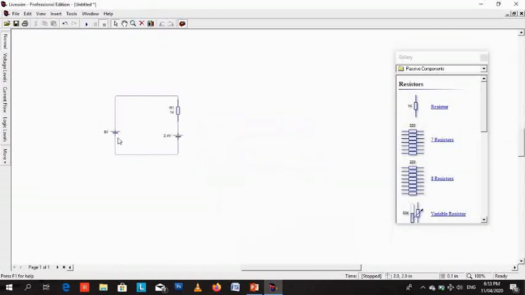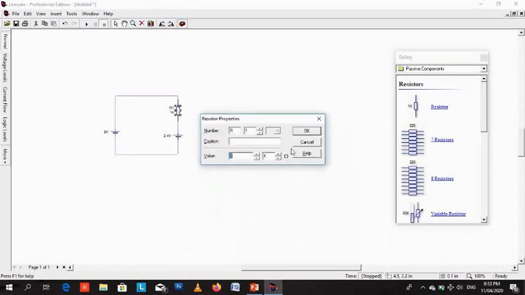Okay, so we want to measure the voltage across this 1K resistor.